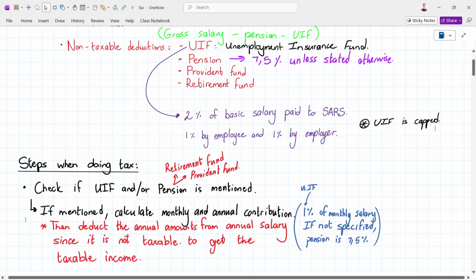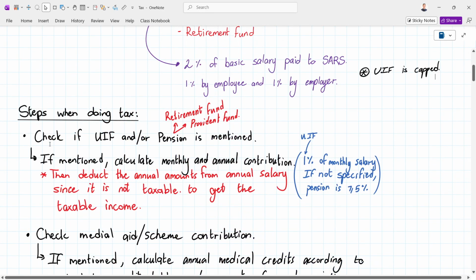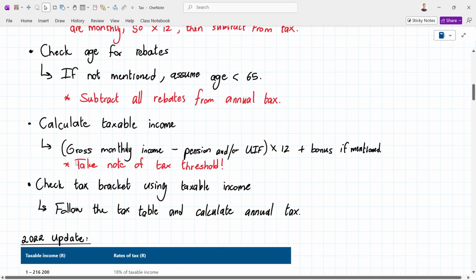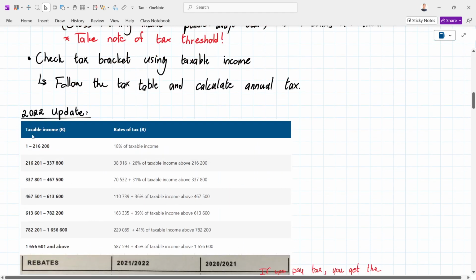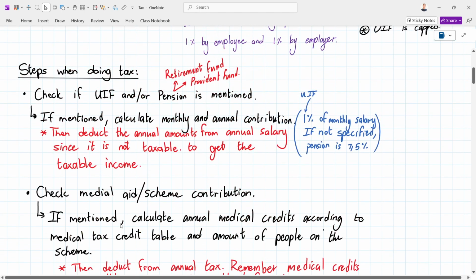Okay, I've written some steps down. So let's have a look quickly. This is the steps that we follow when calculating tax. Yes, the last time I dealt with this was in 2022, so that's the tax table I'm going to use. It's obviously changed, but the concept stays the same, but we're getting ahead of ourselves.